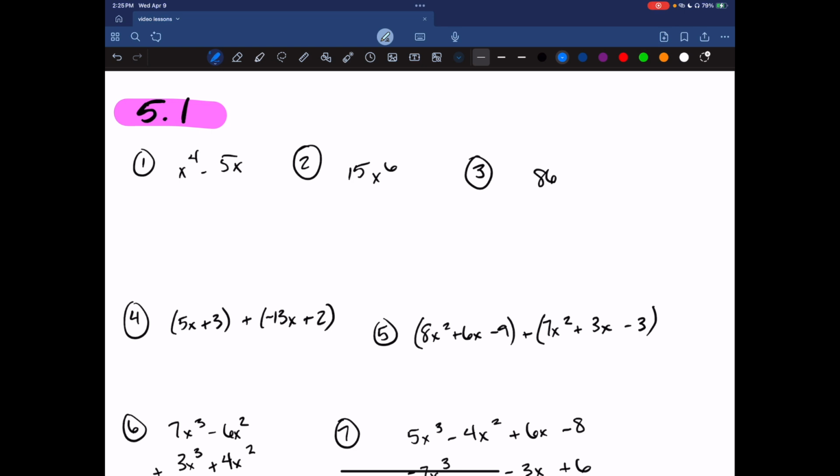On the first three, we're trying to figure out two things. First of all, what kind of polynomial is it? One term, two terms, three terms, or multiple terms. And then the second part of the question is, what is the degree of the polynomial? So let's answer the first part of that first.